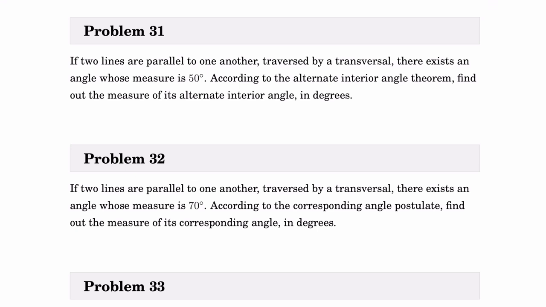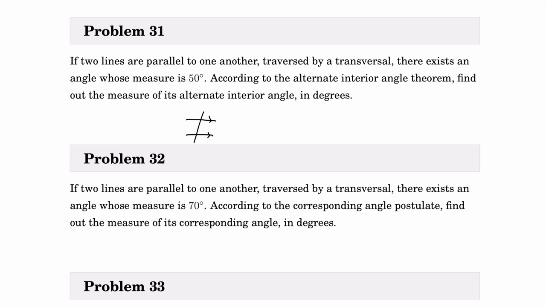Okay, so problem 31. If two lines are parallel to one another, traversed by a transversal, there exists an angle whose measure is 50 degrees. So we need to draw three lines. The first two lines are going to be parallel, so we're just going to mark out the symbol for parallel lines, and we will draw a picture with a transversal line. And there would be a certain angle.